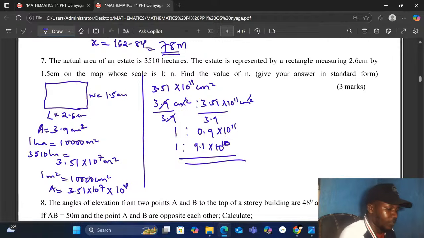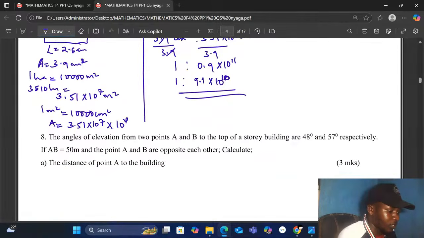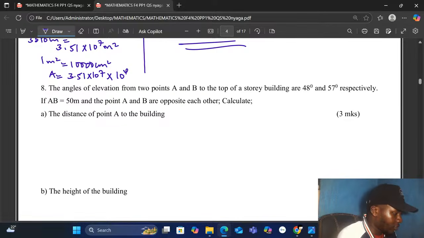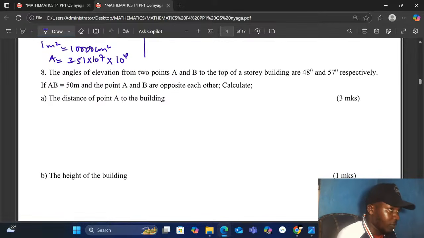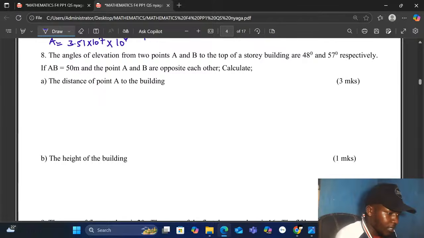Then we move to the eighth question. The angle of elevation from 2 points A and B to the top of a story building are 48 degrees and 57 degrees respectively. If AB is 50 meters and points A and B are opposite to each other, calculate the distance of point A to the building, and B, and the height of the building.